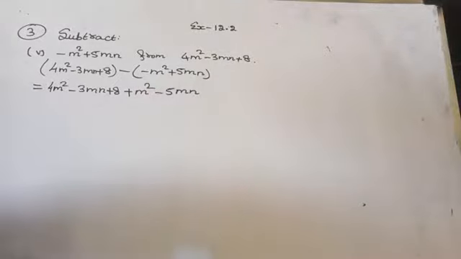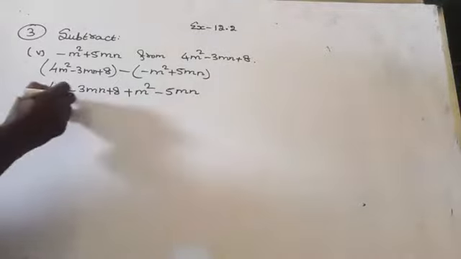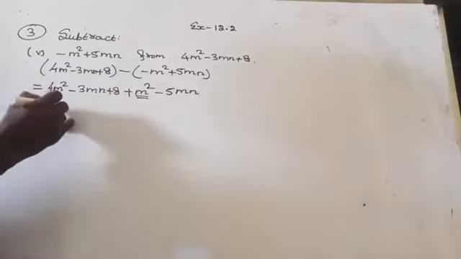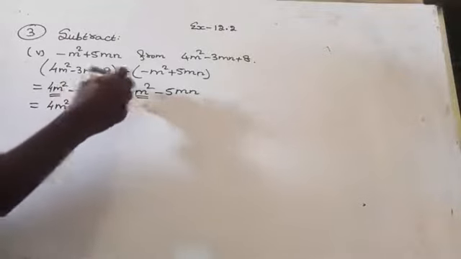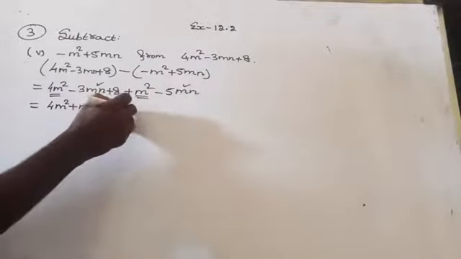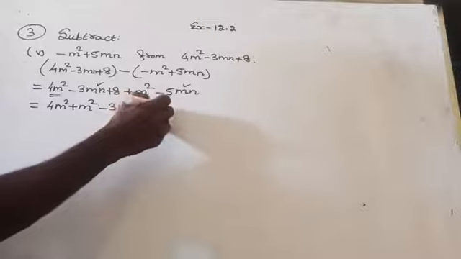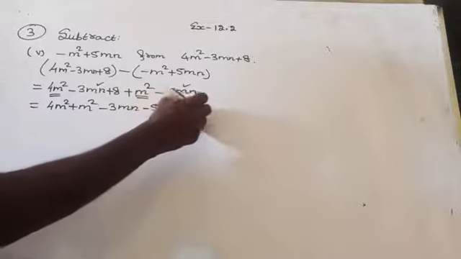Now group the like terms now. That is 4m square and m square. These two terms are like terms. That is 4m square plus m square. Then these two terms are like terms, minus 3mn because they are having the same algebraic factor mn, plus 8.